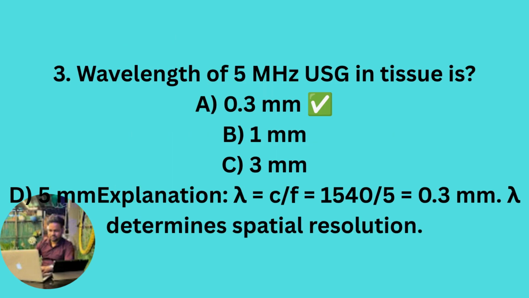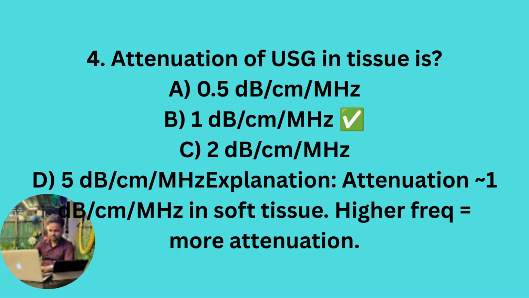One more question. Wavelength of 5 megahertz USG in tissue is A. 0.3 mm, B. 1 mm, C. 3 mm. Answer is 0.3 mm. Next question. Attenuation of USG in tissue is A. 0.5 decibel per centimeter per megahertz, B. 1 decibel per centimeter per megahertz, C. 2 decibel per centimeter per megahertz. Answer is B. 1 decibel per centimeter per megahertz.